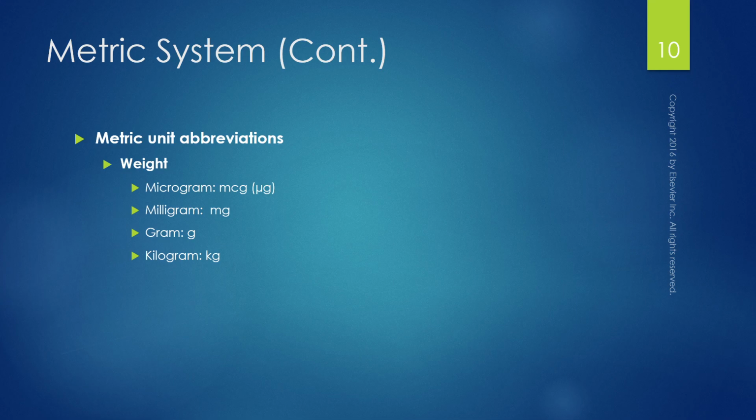Some abbreviations to be familiar with. Microgram, little m, little c, little g. Milligram, little m, little g. Gram, little g. And kilogram, little k, little g. Abbreviations for volume. Milliliter, little m, big L. Cubic centimeter, little c, and liter, uppercase L.